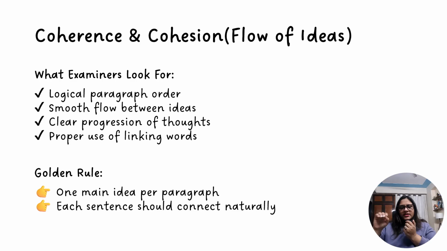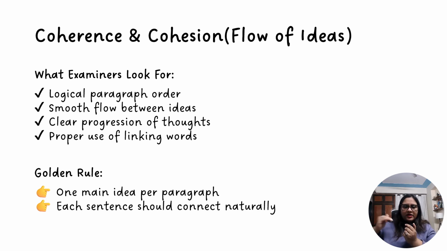So yes, what exactly coherence and cohesion means and the flow of ideas, what the examiner looks for is logical paragraph order. First of all, if you agree to some point, you need to discuss that point in the main body paragraph. And if you have some opposing ideas, then use it in another paragraph. Again, there needs to be a smooth flow between ideas. So how can you achieve that? You can achieve that by using connectors. Use connectors so that, as an examiner, I can understand your writing. Okay, now you're changing it. Okay, now you're talking about something else. Okay, now you're introducing some new idea here. So with the help of connectors, that can be easily achieved.